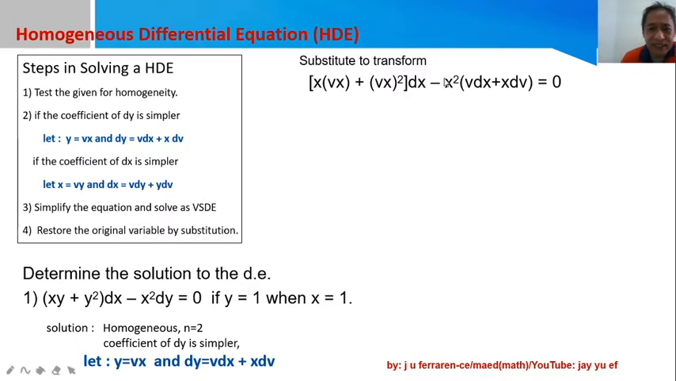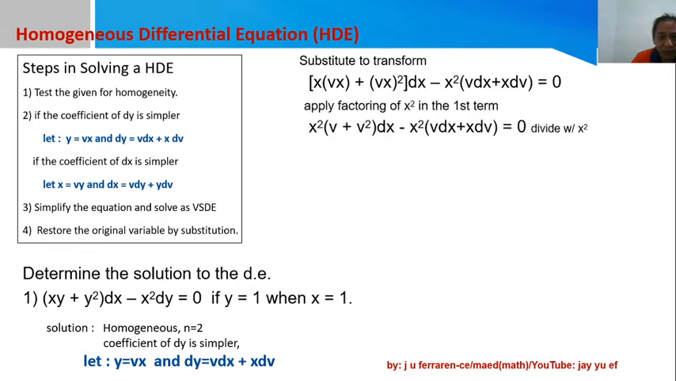Now, I notice that there is an x squared here. There is also an x squared there. There's also an x squared here as a factor. So, I may remove my x squared, no? So, I can apply factoring to simplify this before I perform the operations of the terms. I am removing the x squared from my first term. So, what is left is v plus the v squared, correct?